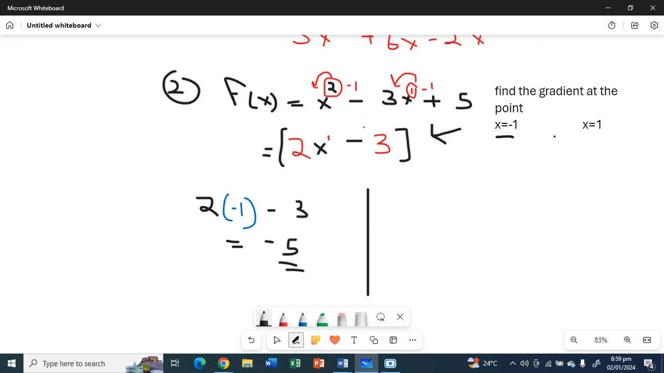The next thing we need to do is get the gradient at the point where x equals 1. So 2 open brackets, we substitute x for 1, minus 3. So 2 times 1 is 2, and 2 minus 3 is -1. So that is the gradient at the point x equals 1.